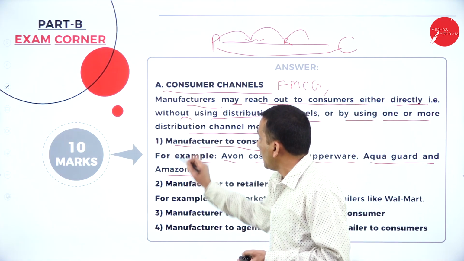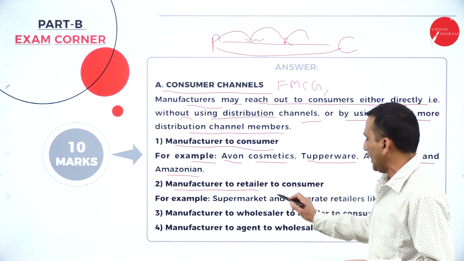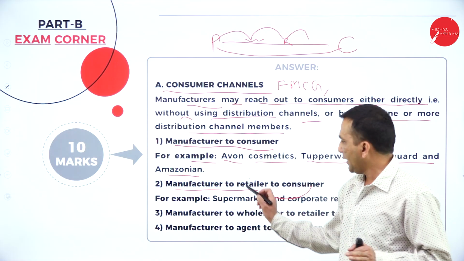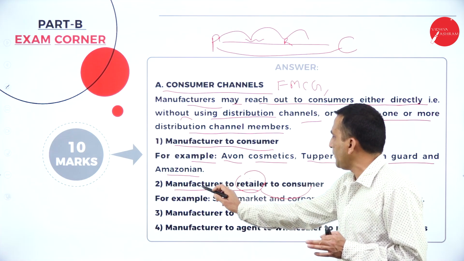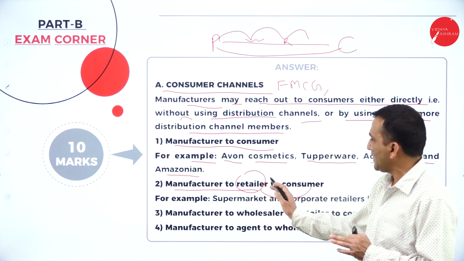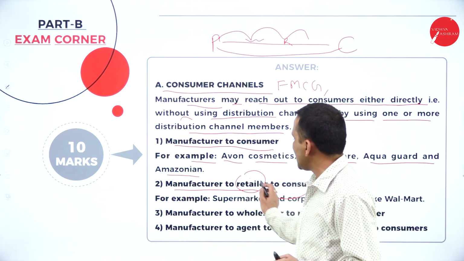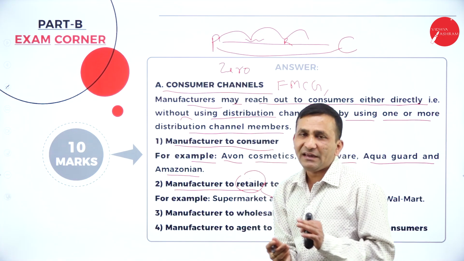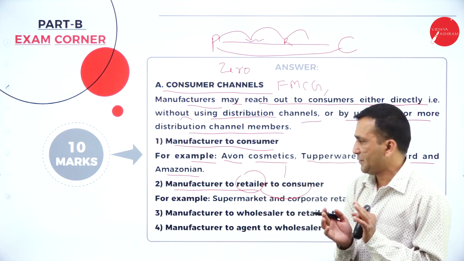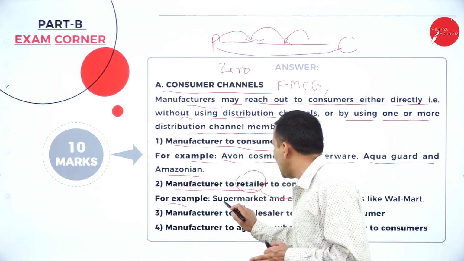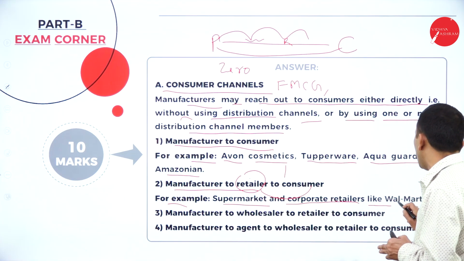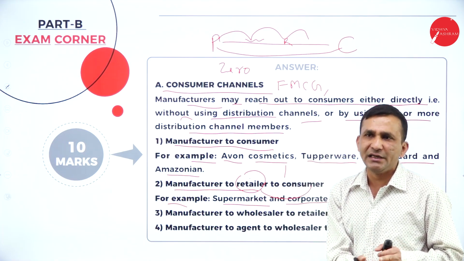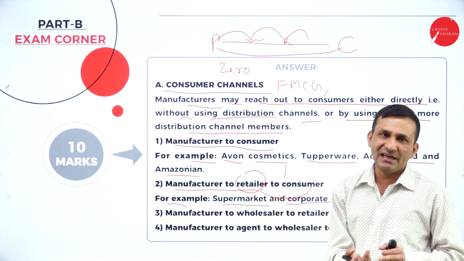And the second type under the consumer channel: manufacturer to retailer and retailer to consumer. The manufacturer sells only to the retailer, who is a link between the producer and consumer. They depend on one single middleman. So this is called a one-channel distribution, whereas the earlier one is a zero channel, without any intermediary. Here we find only one retailer. For example, supermarkets and corporate retailers like Walmart, the best example. The company sells directly to Walmart, and Walmart then sells to the consumers.